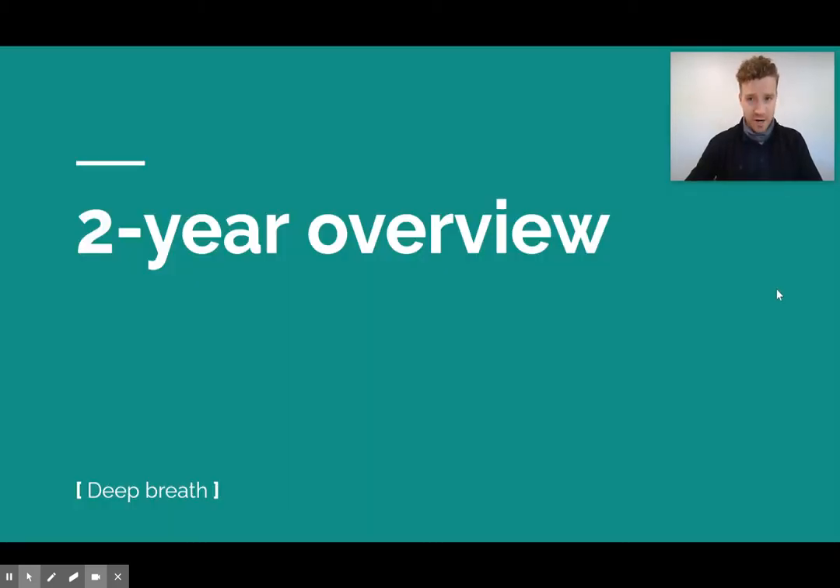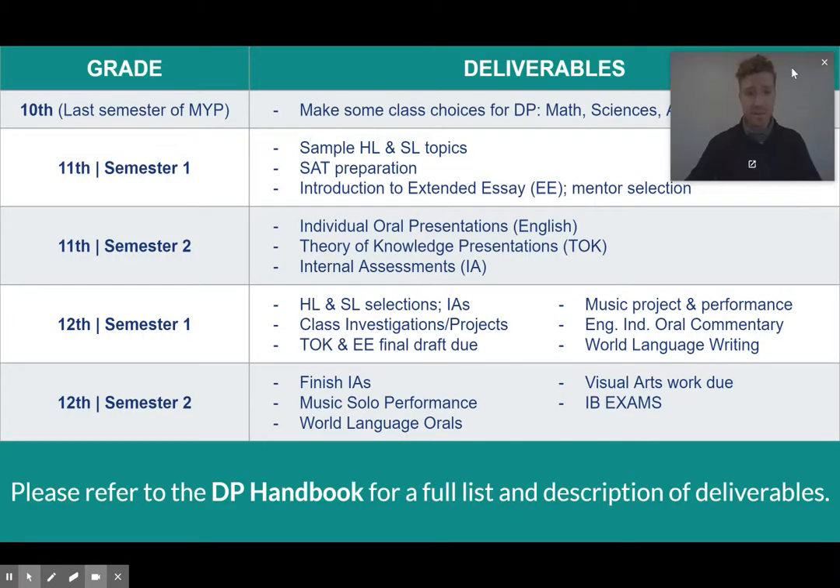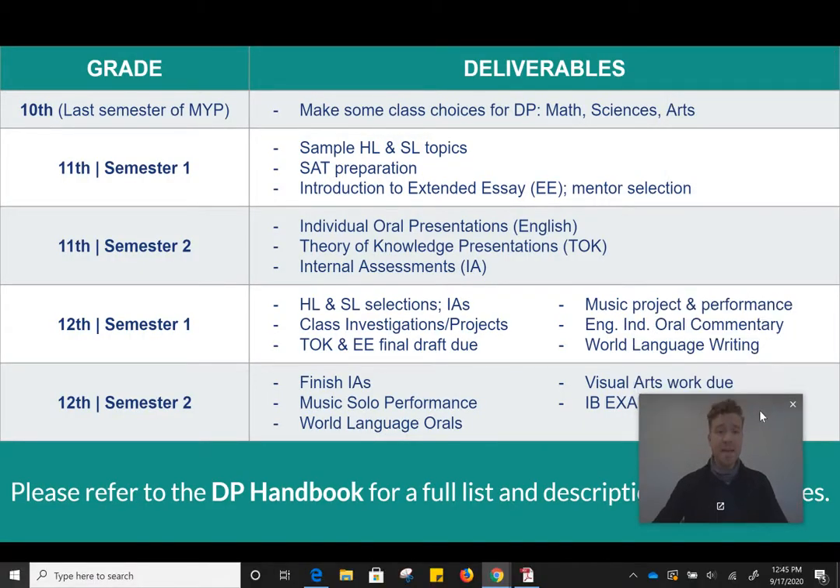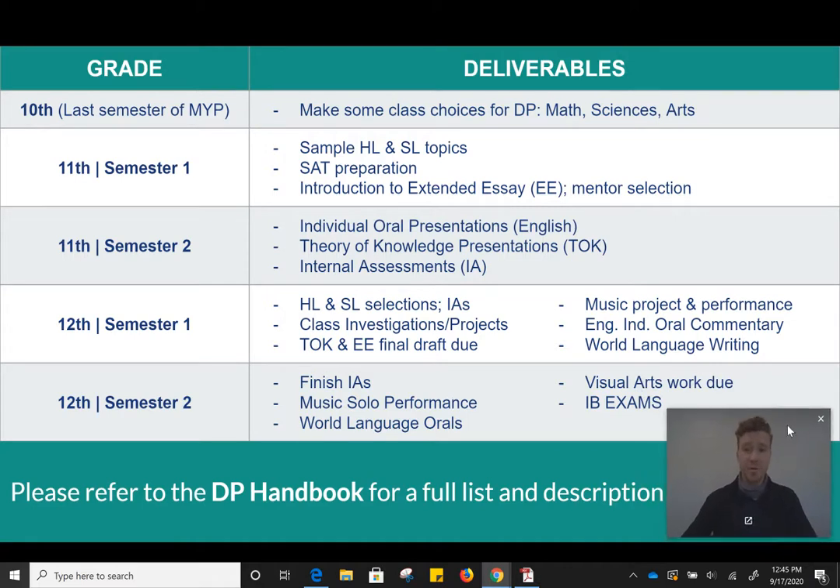An overview of the 2 years. Now, there's a lot on this slide. It's on this next slide. It's not everything, but is the most important. So take a look. At the end of your 10th grade year, that's your final year of MYP, you're going to make some class choices specifically regarding math, sciences, and the arts. Your first semester as an 11th grader, you're going to sample some of the differences between those HL and SL topics in the classes that you're a part of.